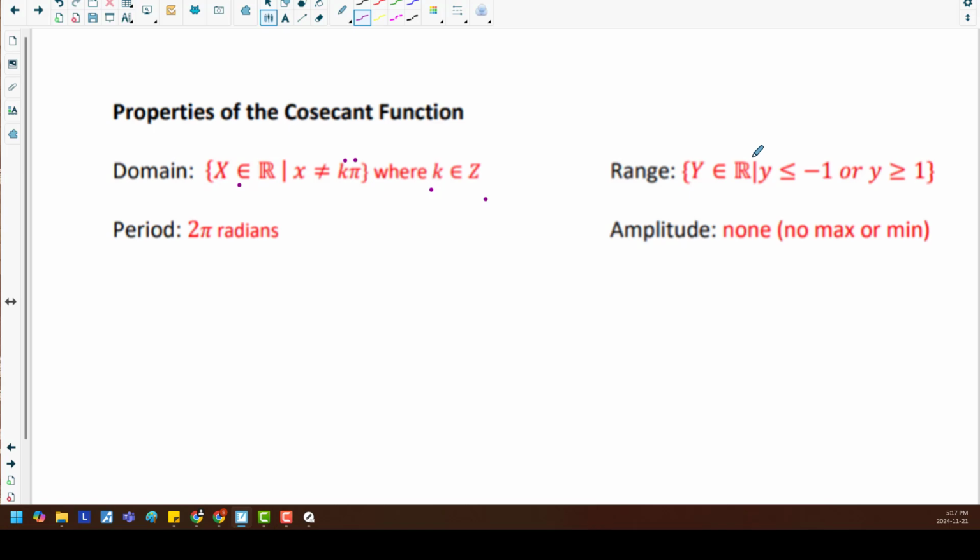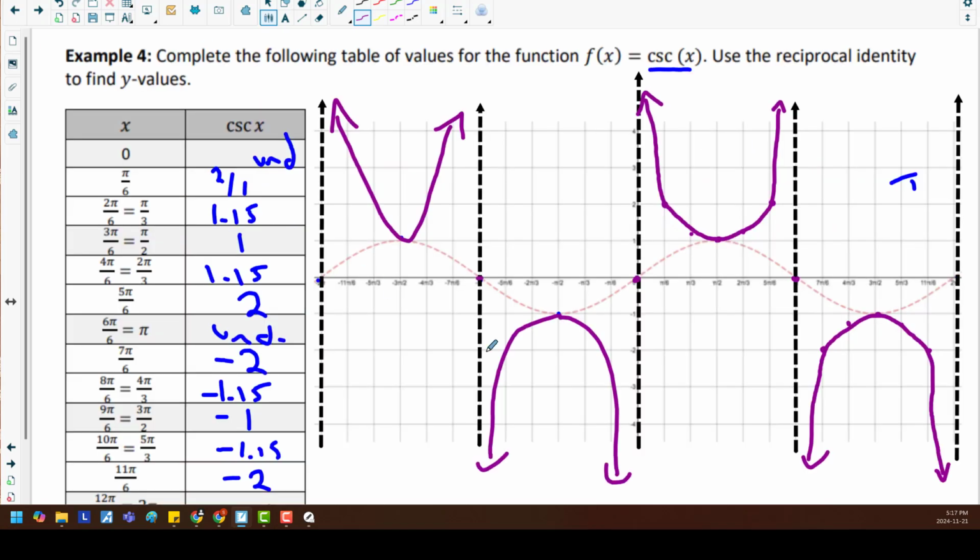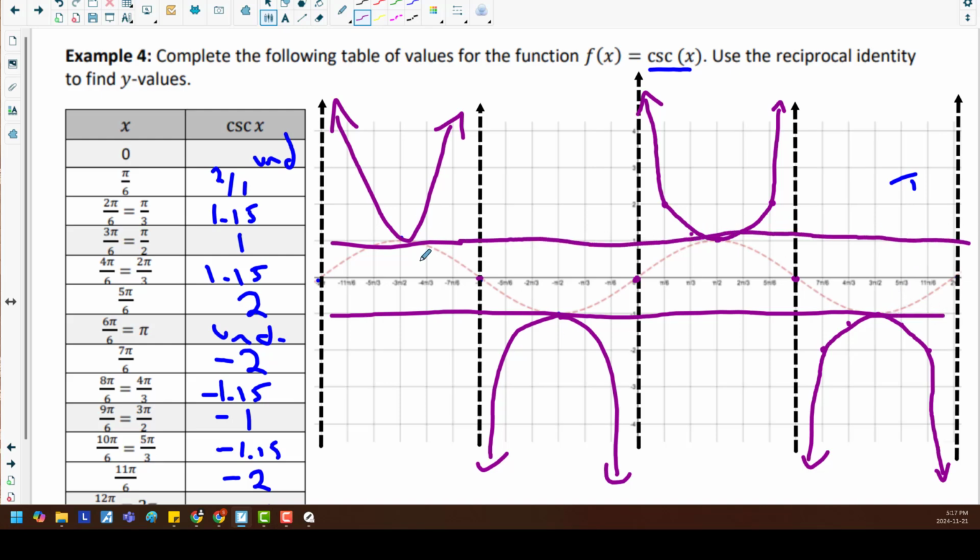Range, same thing. Except one thing you've realized is that if you look at the purple graph, the reciprocal function doesn't go between these values. It doesn't exist. It does at the same point, except for the ones. So except for that one point, it doesn't really exist in the middle here.